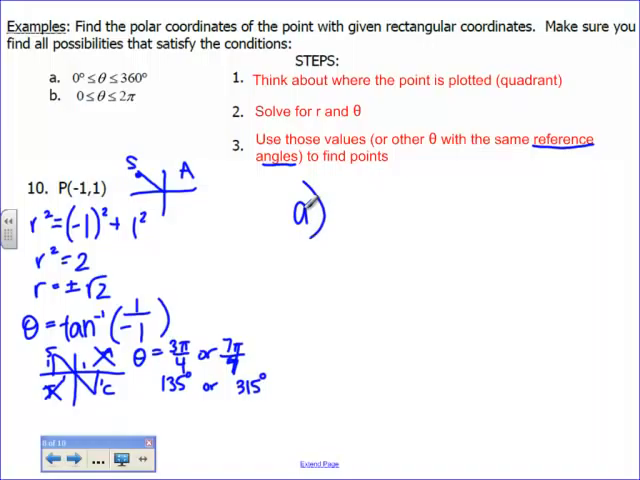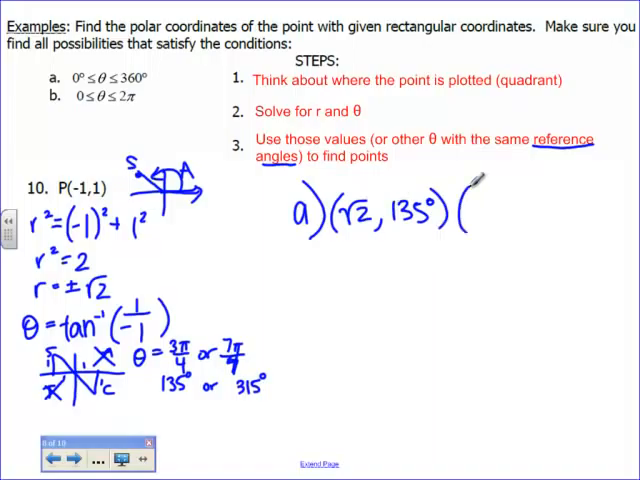Okay, so A, it wants all the possibilities from 0 to 360. So let's think about this. I know my r value is the square root of 2, so I'm going to go over the positive square root of 2, and then I would have to rotate a positive angle, that's that 135 degrees, to get to S, 135 degrees. So that's with the positive r value.